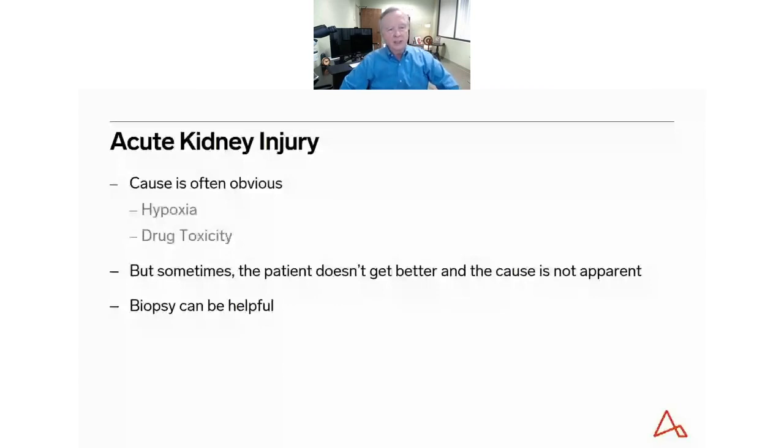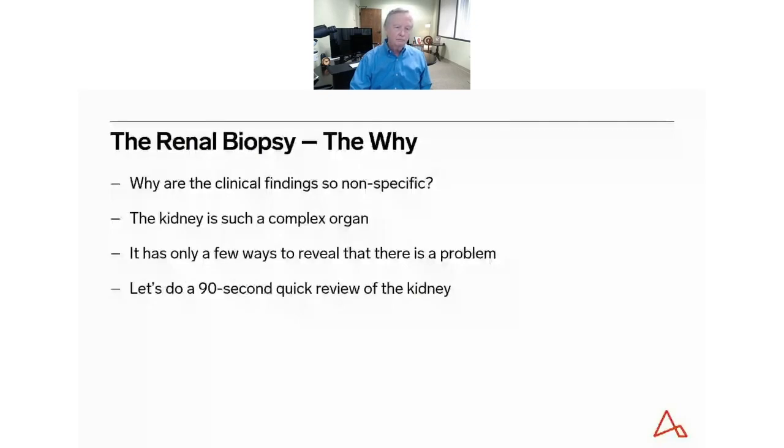Acute kidney injury is the least likely to get a biopsy because so often the cause is obvious, but sometimes it isn't, or the cause is obvious and the patient just isn't getting better. So a biopsy can help not only with diagnosis, but with prognosis. So why is it so hard to do?